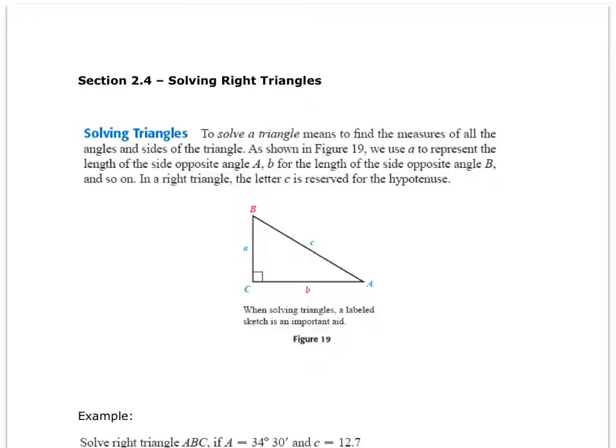Okay, we're in chapter 2.4 of Math 113, and this is absolutely my favorite section because you're actually going to see what we've been learning and apply it to real world activities. The first thing we're going to do in this section is solve right triangles. It means we're going to find the measure of all the angles, and the measures of the sides of the triangles.